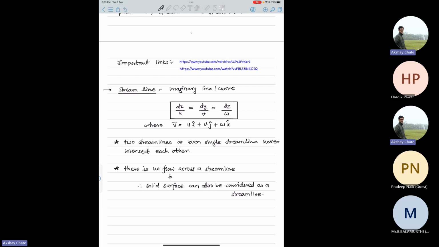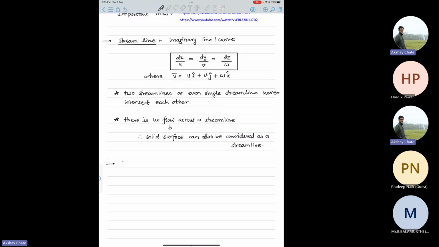And the last thing, for steady flow, path line, streak line, and streamline coincide with each other. So these lines will be separate only in the unsteady flow. If it is a steady flow, then it doesn't matter. All these three lines will be the same only.